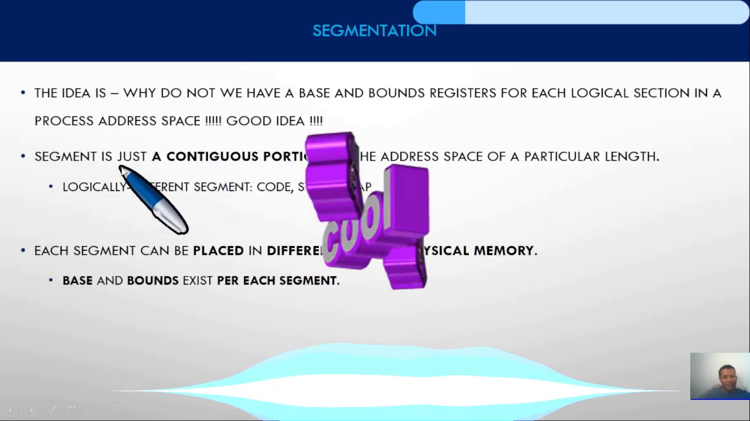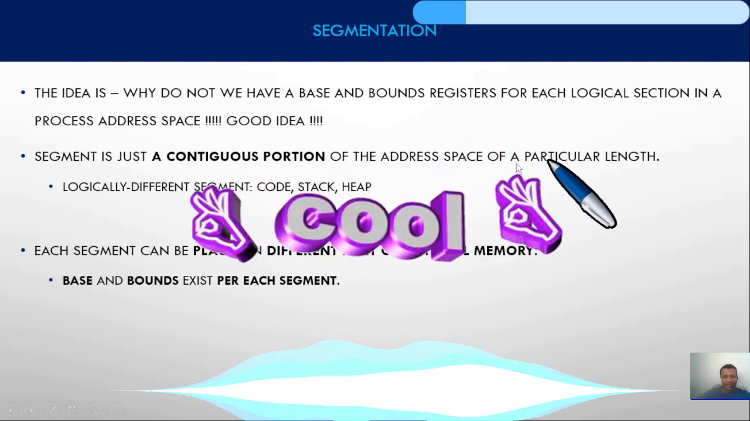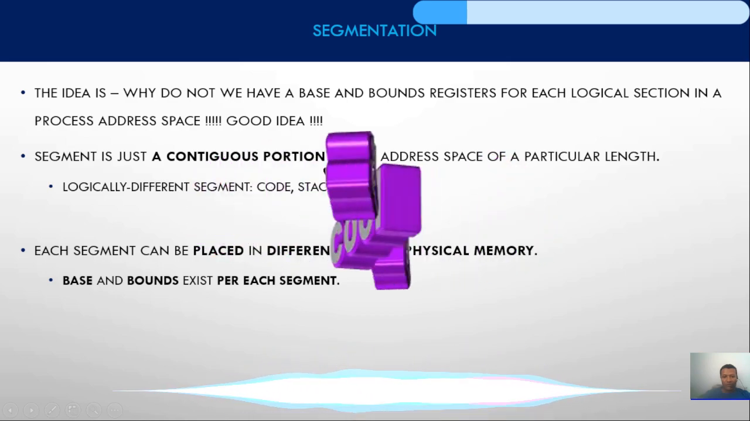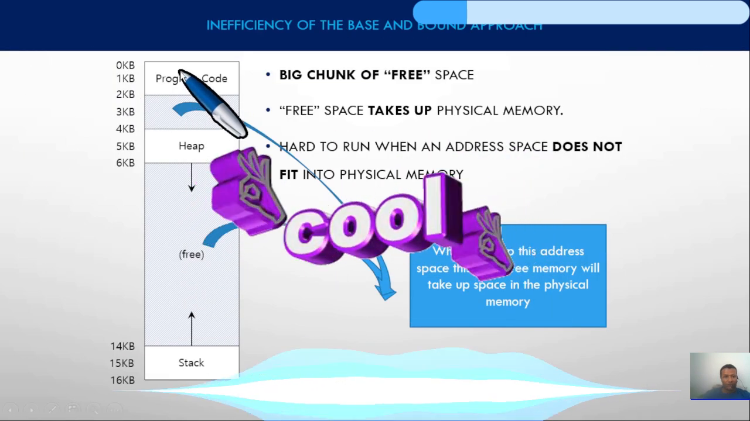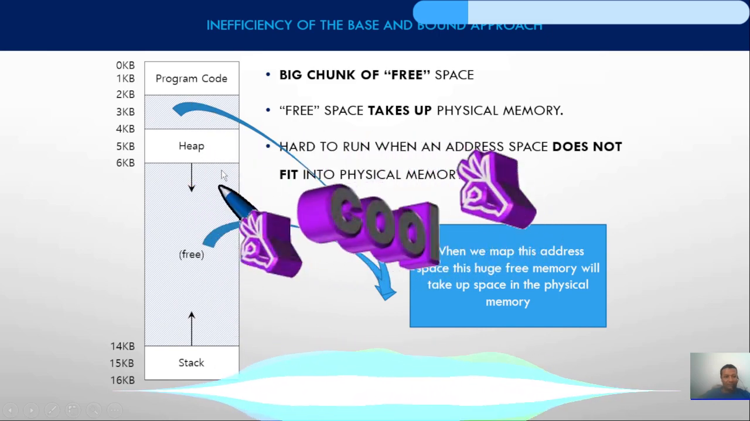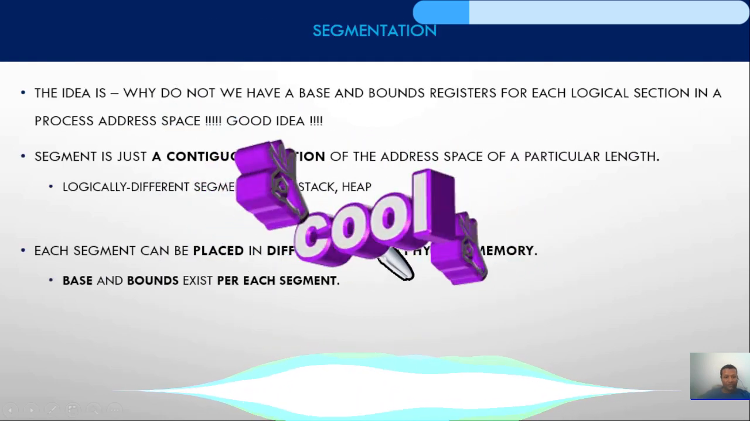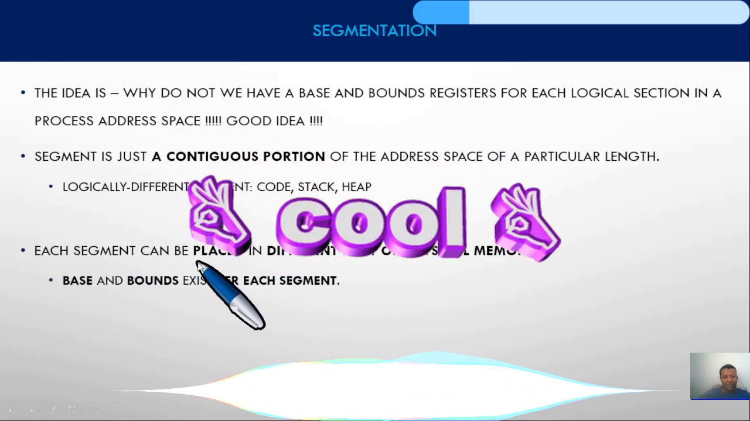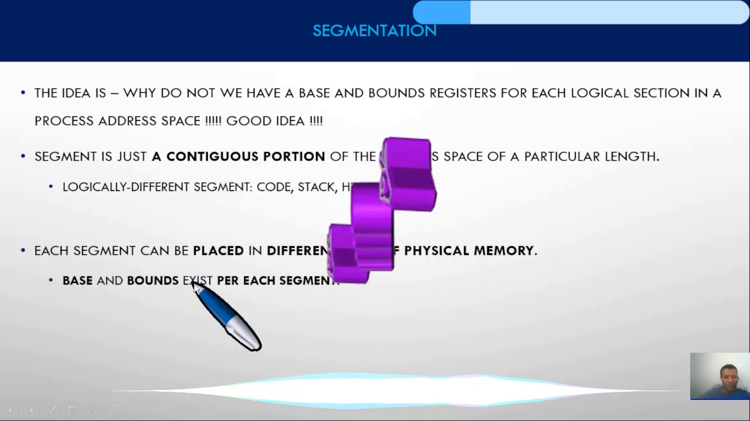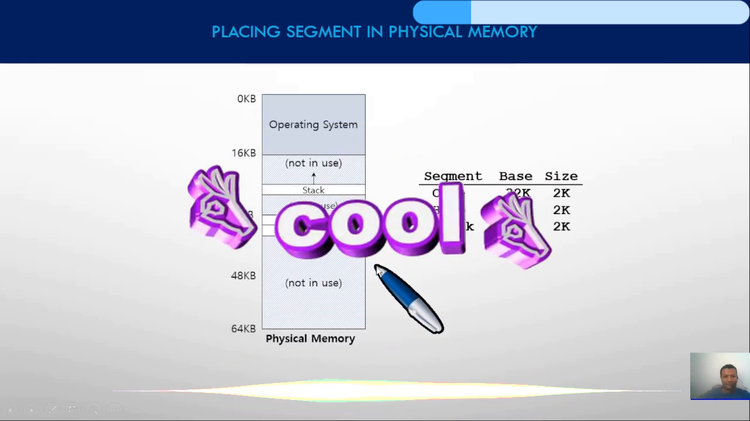A segment is just a contiguous portion of the address space of a particular length, a logically different segment. For example, we have code, stack, and heap. As we have seen here, we have code, heap, and stack. The rest is not needed because it is free and would take up space in our physical memory. Each segment can be placed in a different part of physical memory, so the base and the bound exist per segment. Okay, that is the idea.